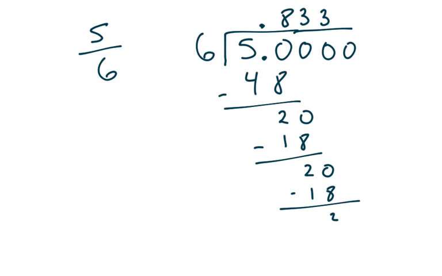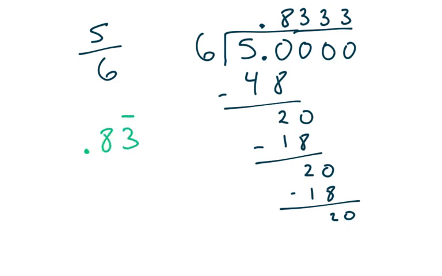6 doesn't go into 2, so I'm going to add a 0. Keep going. 6 goes into 20 3 times. You should start seeing that I'm going to keep doing this over and over again. That's your clue that this is going to be a repeating decimal. So this is definitely repeating, and it repeats here at the 3. So the way you want to write this is 0.83 with a line just over the 3.